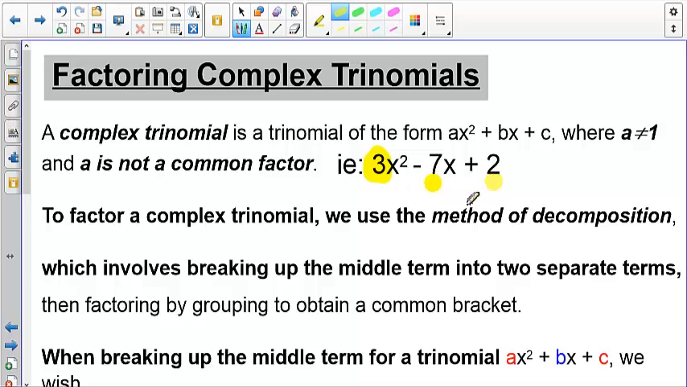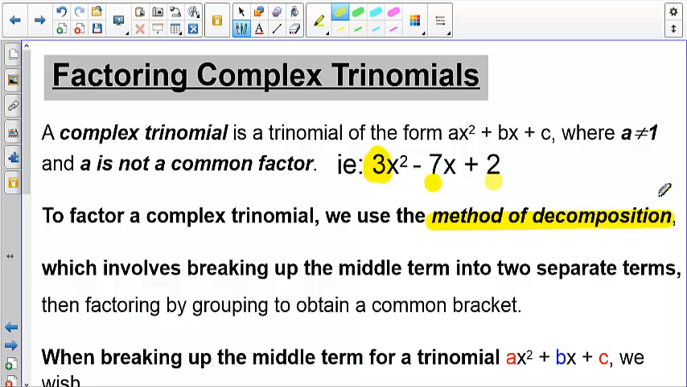Now, me personally, I prefer to teach using a different method called decomposition. So many of you who have tutors or might have learned from different people regarding this concept might have learned different methods. That's completely fine. If your method works, your method works. I prefer to teach decomposition, so that's what this lesson's all about.